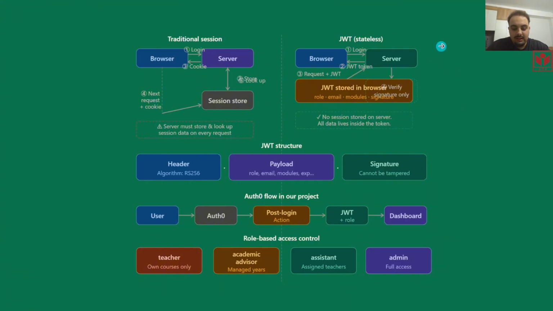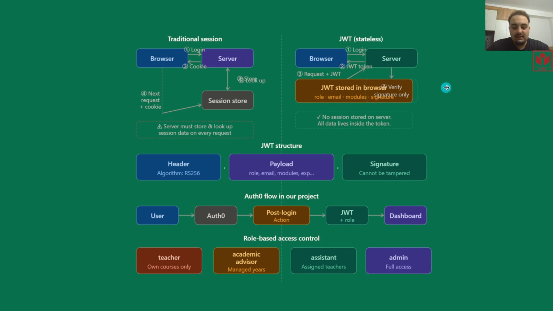In modern web applications, especially with APIs and SPAs like ours, we use a different approach called stateless authentication with JSON Web Tokens, or JWT. Instead of storing session data on the server, everything is encoded inside the token itself. The token contains the user identity and metadata, and is signed with a secret key, so it cannot be tampered with. So the server just needs to verify the signature, with no need to store anything.